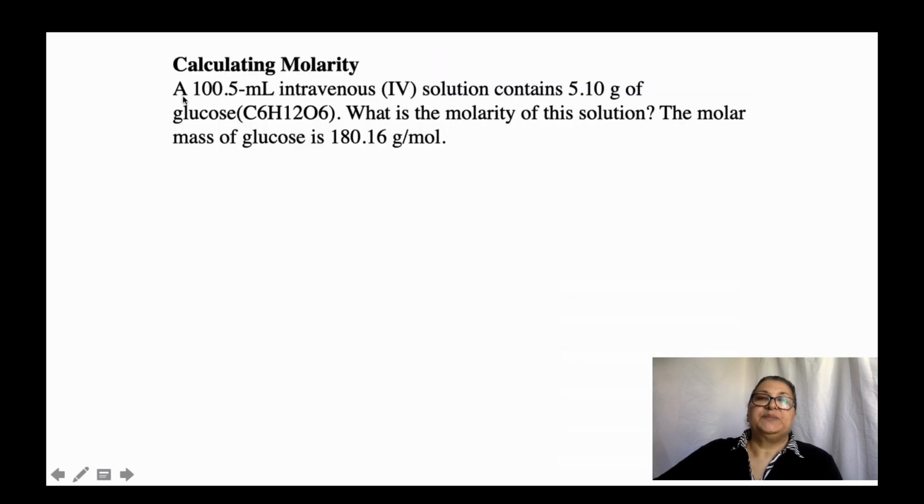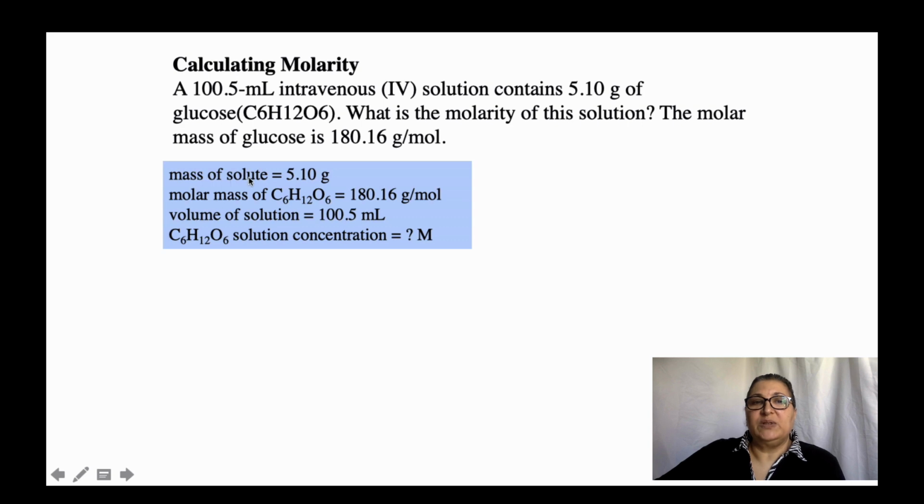Here's an example. A 100.5 milliliter intravenous IV solution contains 5.1 grams of glucose. What is the molarity of this solution? The molar mass of glucose is 180.16 grams per mole. All right, let's get started. What do we have? We have the mass of solute, the molar mass, we have the volume, and we're looking for the concentration, which is M, moles per liter.